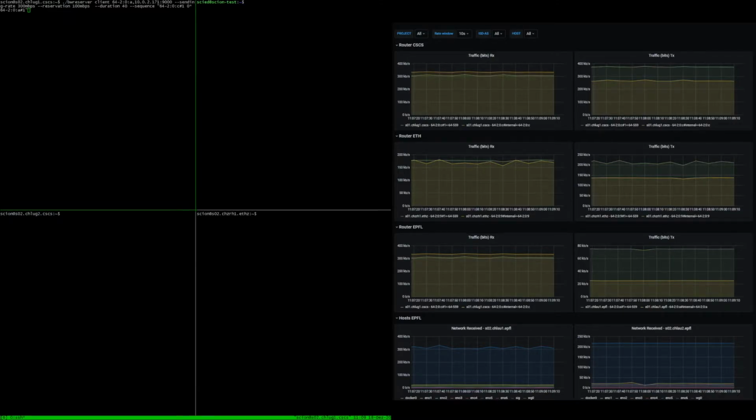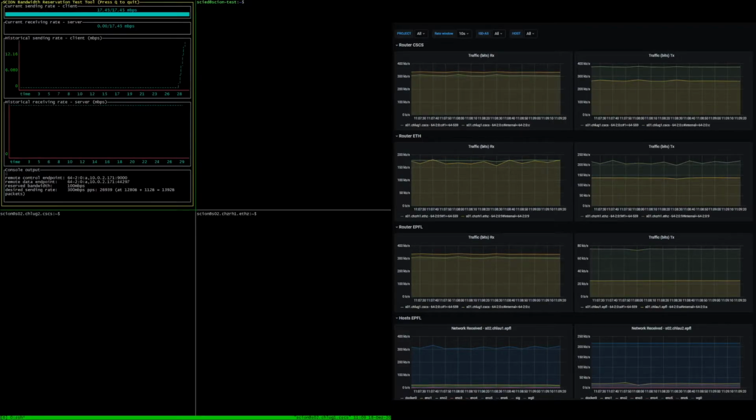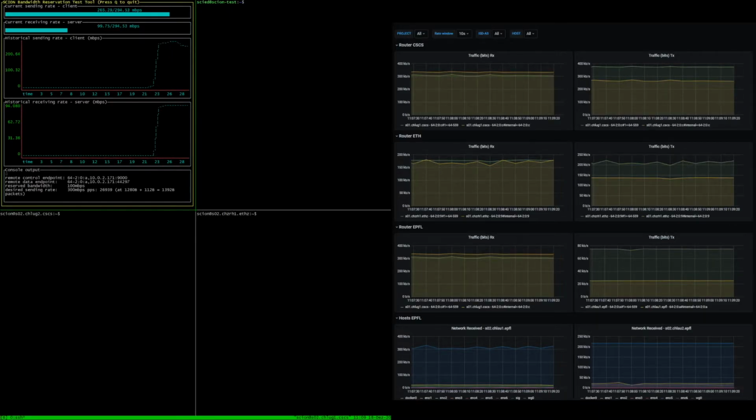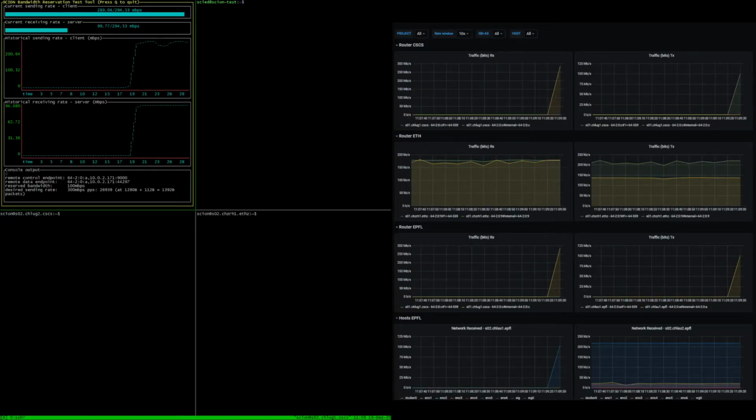We now instruct our client to send the traffic. The sending rate is 300 megabits per second. The reservation it established is only 100 megabits per second. As you can see on the top left, the server only reports 100 megabits per second are received.